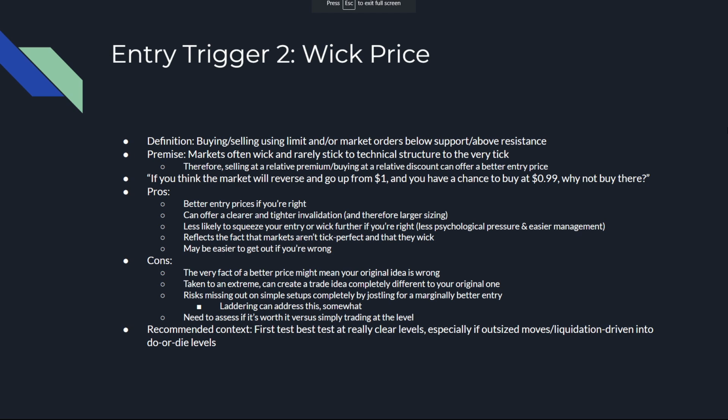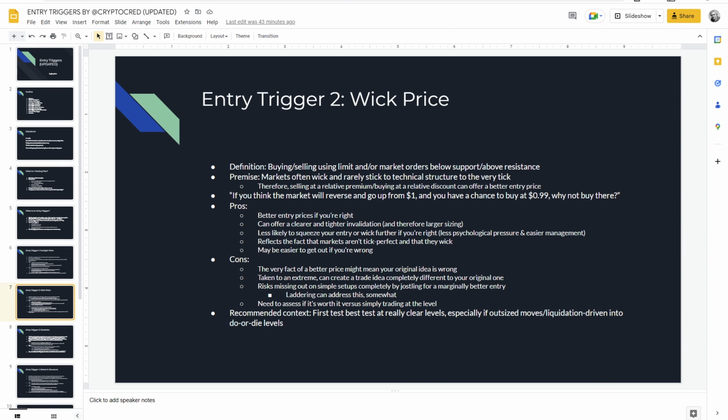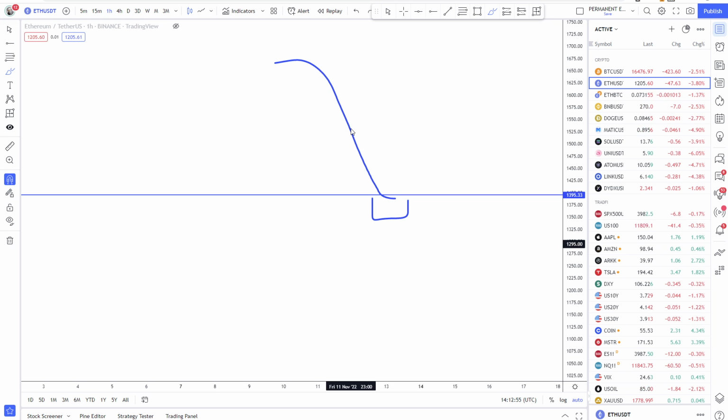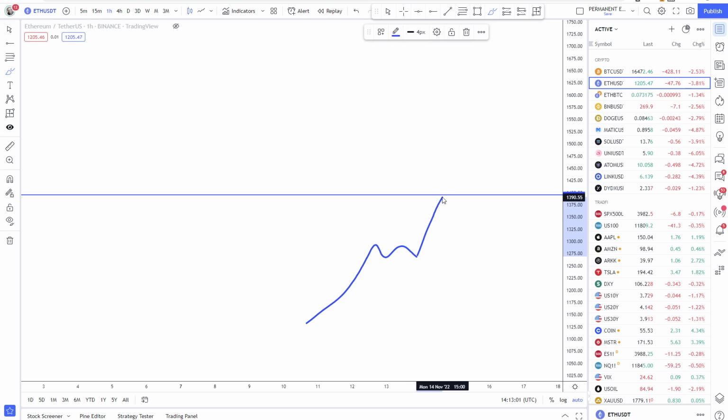Now the cons are also very important. First of all, the very fact of a better price might mean that your original idea is wrong. And especially if you take this to an extreme, it can create a trade idea completely different to your original one. It's a very basic thought experiment here. If we take our level, and let's say in this case, this 1390s is resistance, and the market starts to push, and as it's here, you're thinking, oh, my base case is that this is resistance, the market's going to go down.